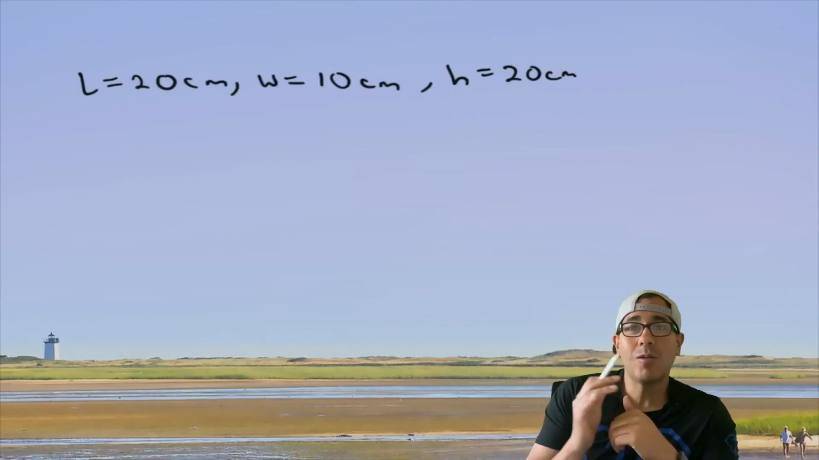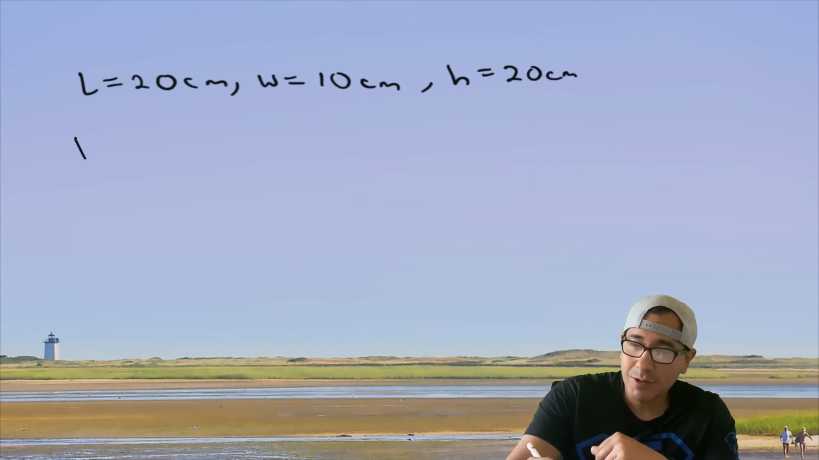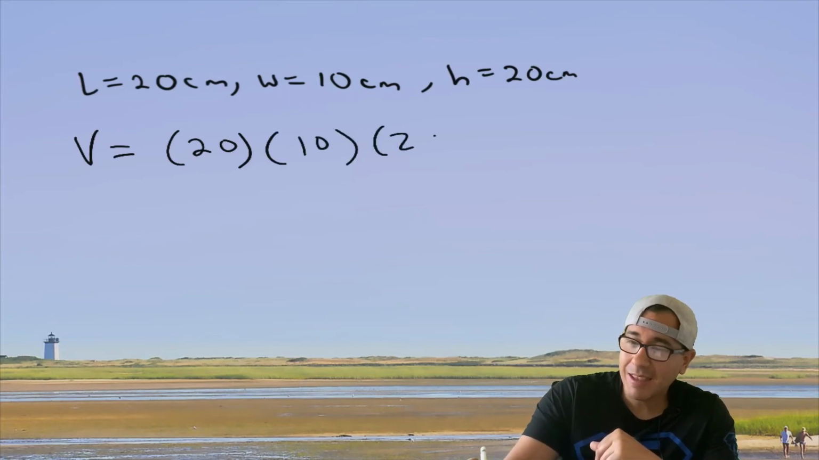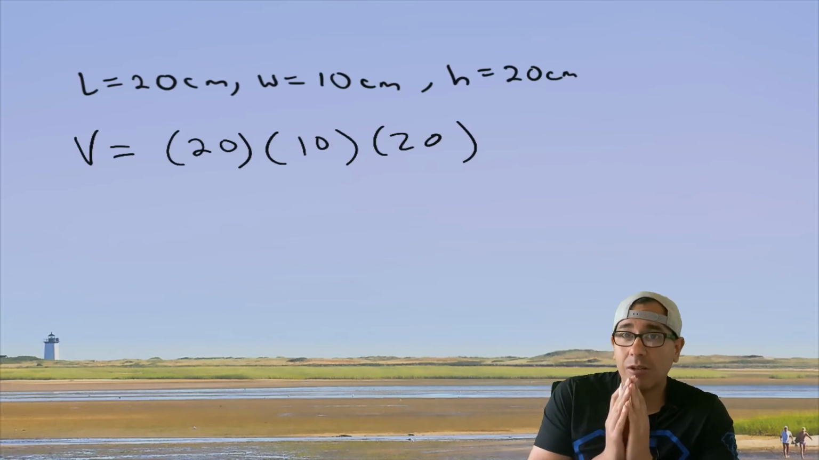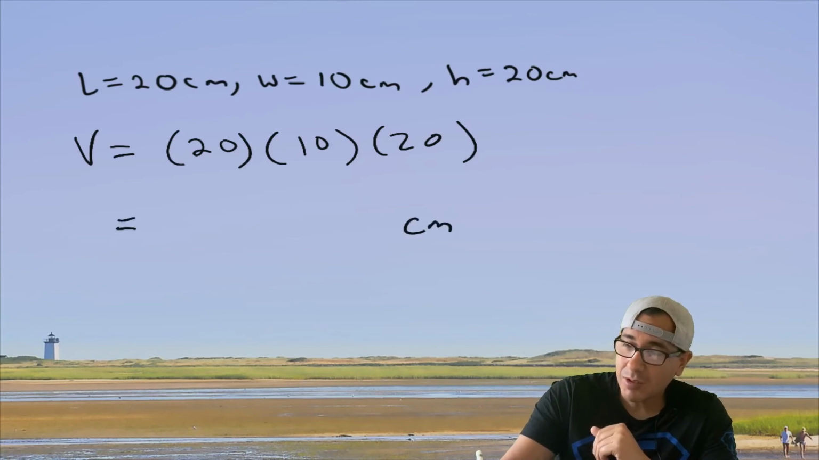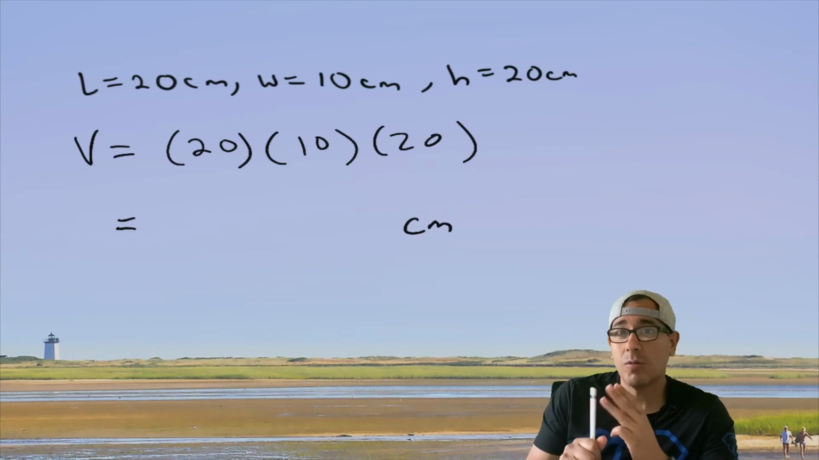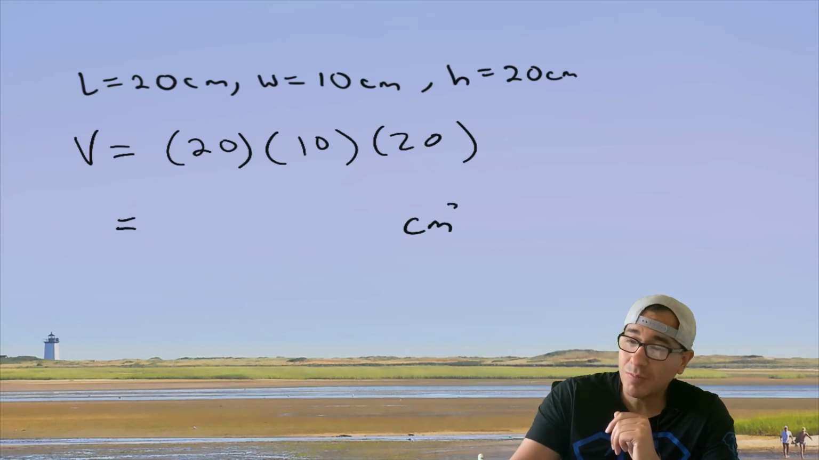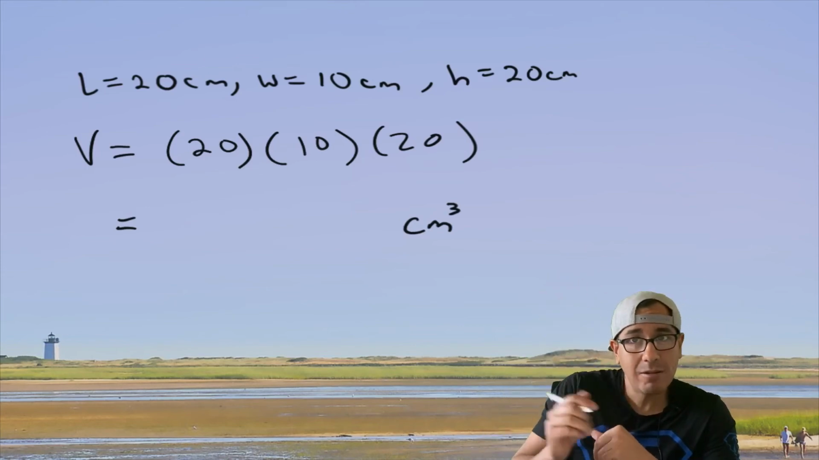All right, so let's go ahead and find the volume of this rectangular prism. So for the volume, I take the 20, I take the 10, and I take the other 20, and they're all centimeters. So when we're finding the volume, whatever units you have, in this case we have centimeters, we're multiplying them. So centimeters times centimeters times centimeters. We're multiplying those three units. So it's centimeters cubed, all right? Write that down, don't forget.